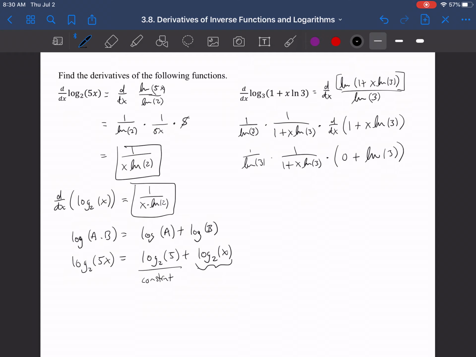And so now we have an ln of 3 here and an ln of 3 here. They cancel because these three things are all multiplied together and this 0 is gone, right? So it's just ln of 3 over ln of 3, and we're left with 1 plus x ln of 3. And that's what our dy dx equals, okay? Assuming y was log base 3 of 1 plus x ln of 3. Just like that. Okay, and there's your answer.